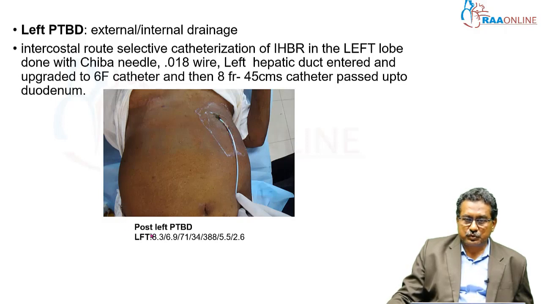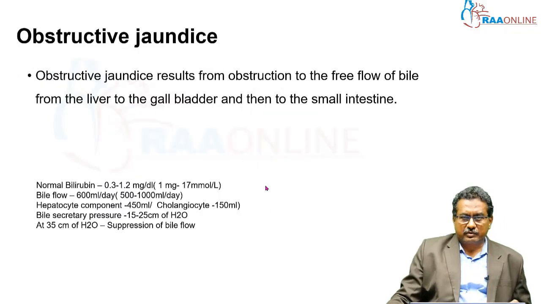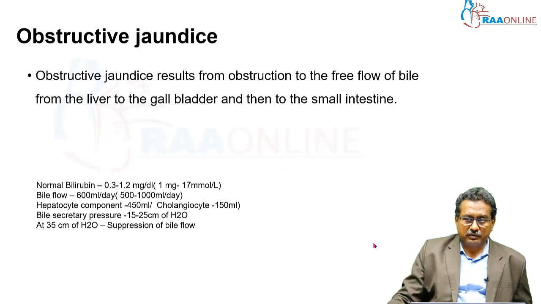After 2 weeks of left PTBD, LFT shows a dramatic decrease in the total bilirubin and a marginal rise of total protein and albumin. So you have to wait for 6 to 8 weeks for the synthetic function of your liver to increase after PTBD. So let me have an introduction to obstructive jaundice. Obstructive jaundice results from obstruction to the bile flow from the liver to the gallbladder and then to the small intestine.